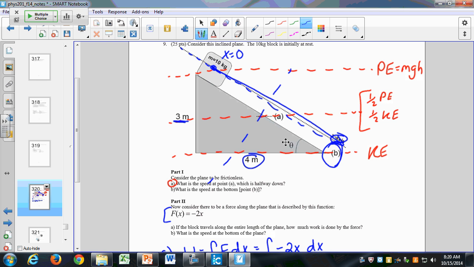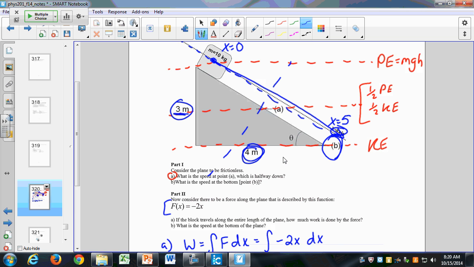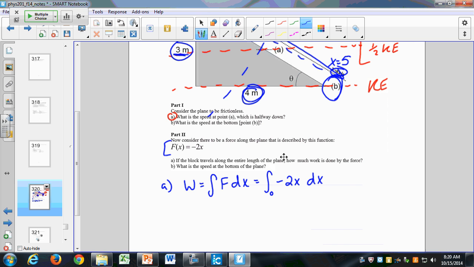What's my final position? It's 5, right? X equals 5. This is a special 3, 4, 5 triangle. All right, so x equals 5. So I'm integrating this from 0 meters to 5 meters. That's going to be the integral of negative 2x squared over 2. Twos cancel. That's going to be negative 25. So the work done by that force is negative 25 joules.